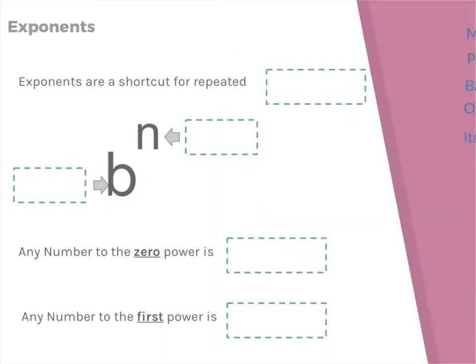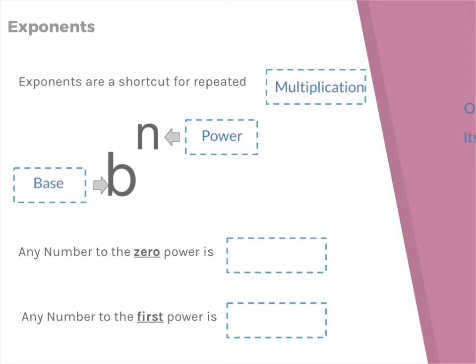So some key information that we need to know about exponents. Exponents are a shortcut for repeated multiplication, so rather than having to write out 2 times 2 times 2, we just say 2 to the third power. An exponent has two parts to it. It has the power, which it's being raised to, and what's being raised to it, the base. So those are the two parts of our exponent.